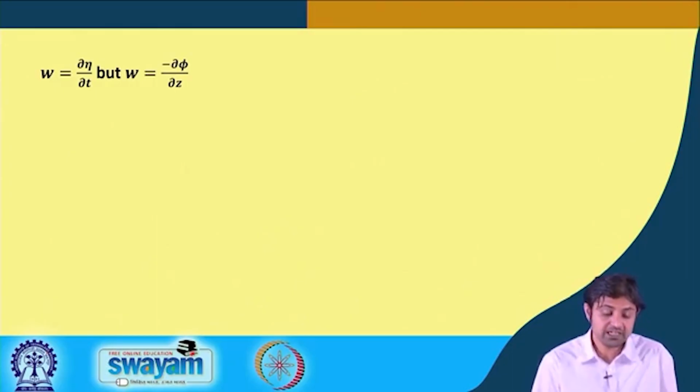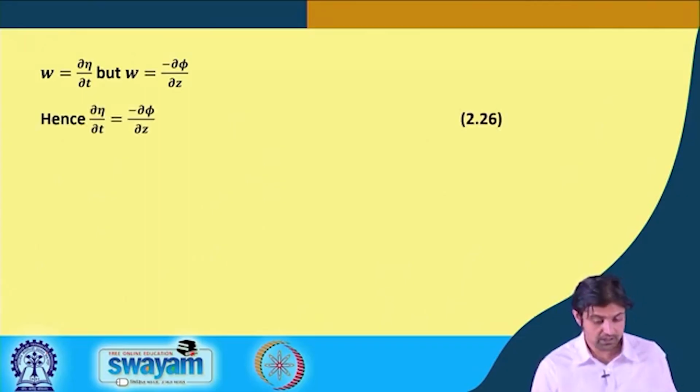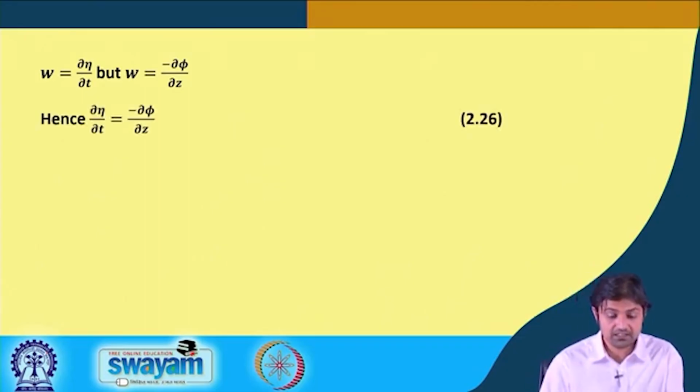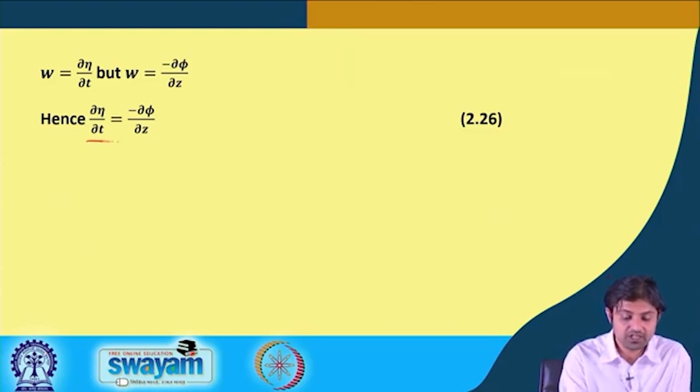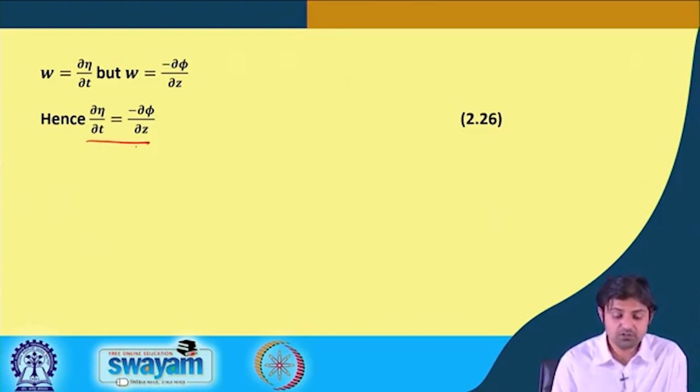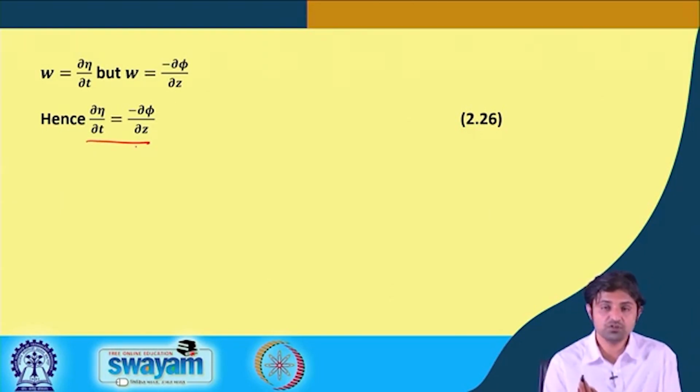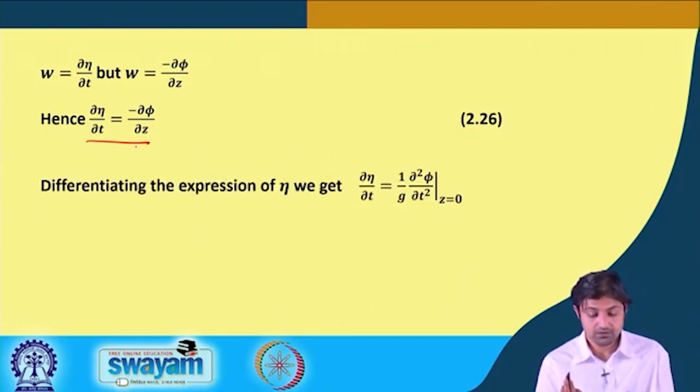W is equal to del eta by del t, but W is also equal to minus del phi by del z in terms of the velocity potential, correct. Hence, del eta by del t is equal to minus del phi by del z. We know the velocity potential, and we know the equation of eta.